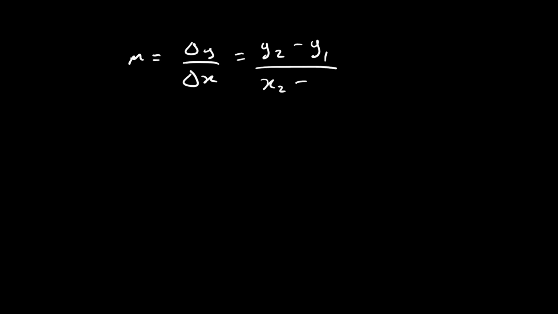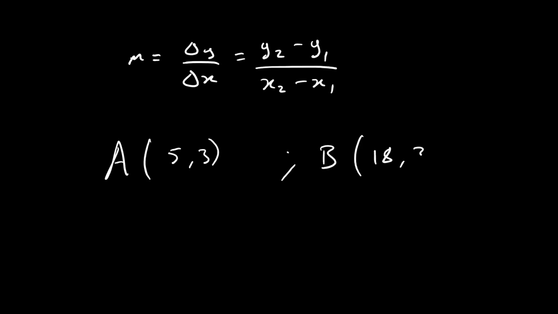So let's suppose we're told 2 points, because now we don't even have to draw the graph. Now we know our little formula. Our formula was m equals change in y over change in x. Our gradient is change in y over change in x, which we just found out is our second y coordinate, take away our first y coordinate, over our second x coordinate, take away our first x coordinate. So let's suppose we're given 2 points. Let's suppose we're given the point A, which is 5, 3. And let's suppose we're also given another point B, which is 18, 3.